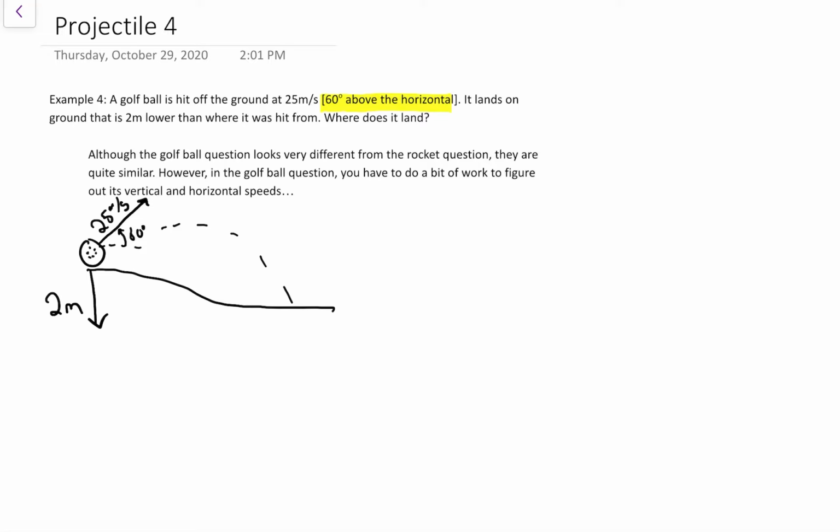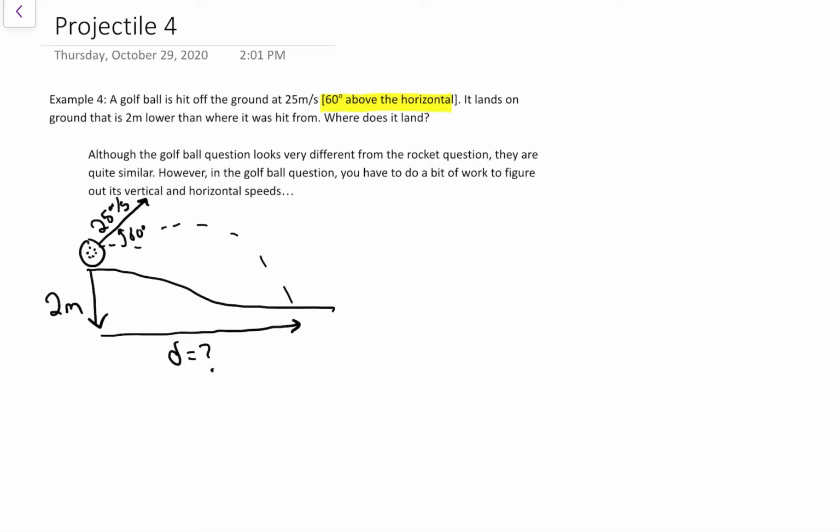Our method for solving it is going to be the same as we did before. Doodle a little picture. Think about what the question asks for. In this case, where it landed. So that's a horizontal distance. And then always start with the other component.